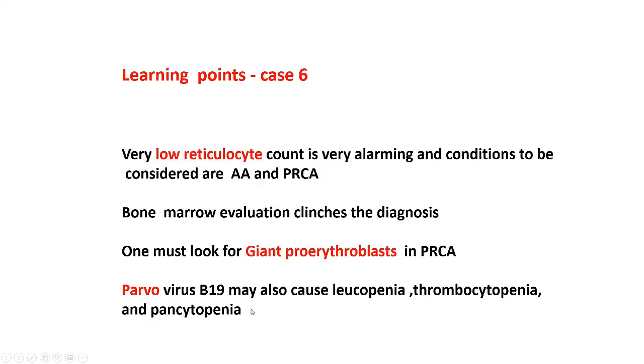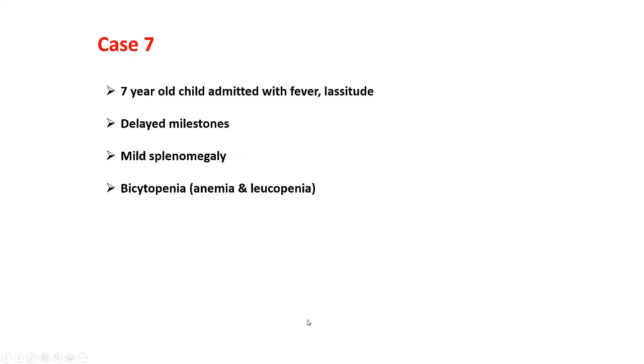But keep in mind that parvovirus by and large causes pure red cell aplasia, but at times it may also cause, in addition, leukopenia, thrombocytopenia, and rarely even pancytopenia may occur. Then we go on to case number 7.